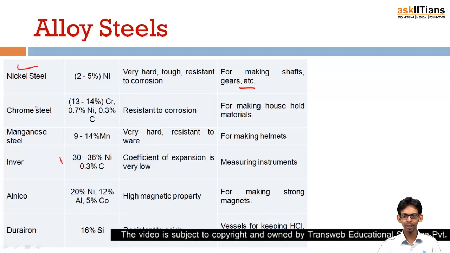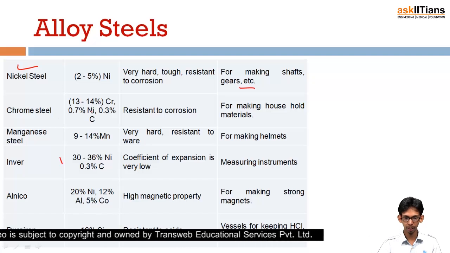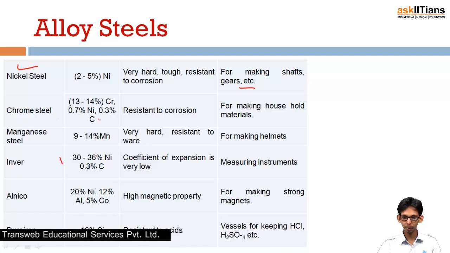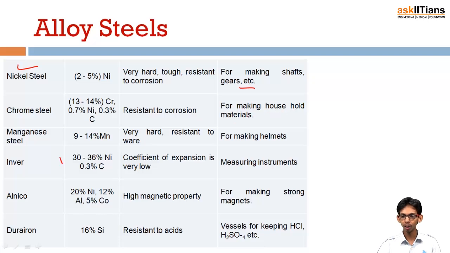Then there is chromium steel, which is an alloy of nickel, chromium, and carbon. This is also resistant to corrosion, stainless steel, and it is used for making household materials. Then there is manganese steel, which contains 9 to 14% manganese along with iron and carbon, and it is very hard and resistant to wear, and it is used for making helmets.